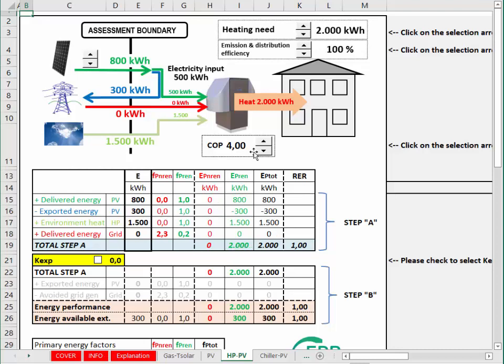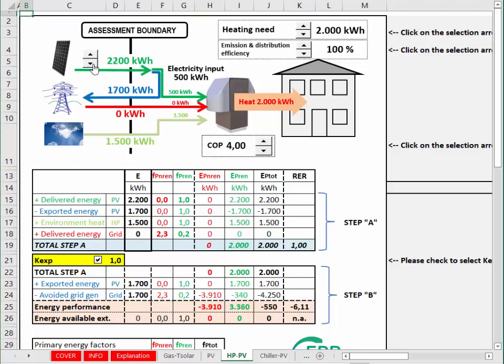And just like in the previous example, if the on-site PV production is exceeding the needs, and the K exported is set to 1, the non-renewable primary energy can result negative and the renewable energy ratio can be higher than 1 and again turn into negative values for very high PV contribution.